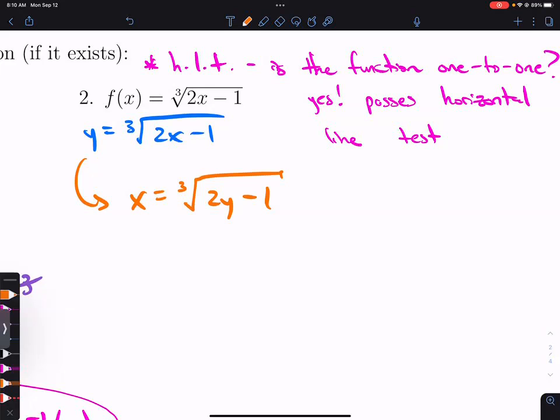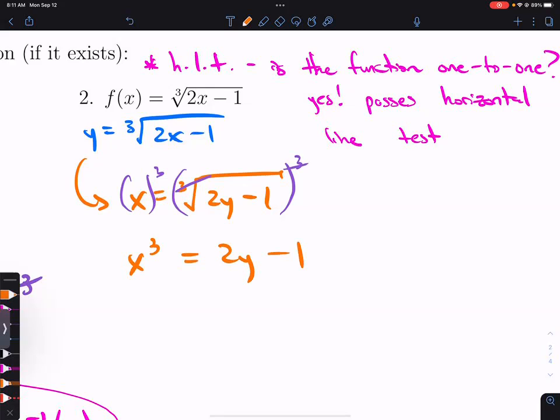How do we solve this for y? Yeah, get rid of the biggest thing first. Biggest thing happening on the right-hand side of that is that cube root. The opposite, the inverse action or operation to that would be cubing. So if I cube both sides, that root and that power cancel, undo each other. We get x cubed is 2y minus 1.